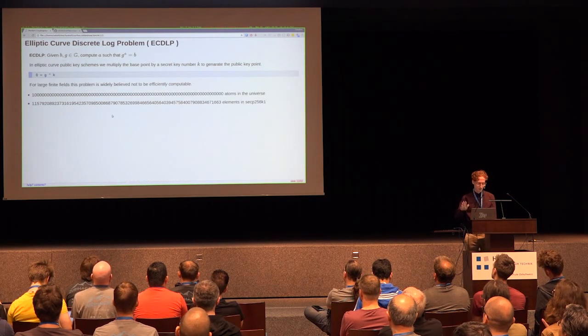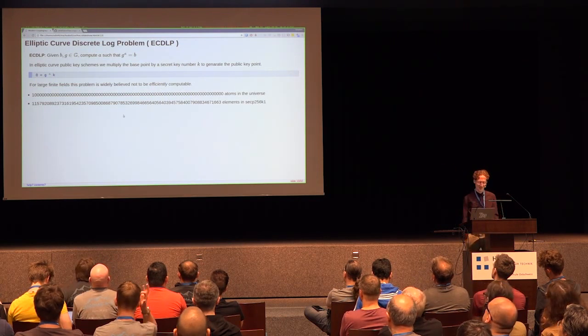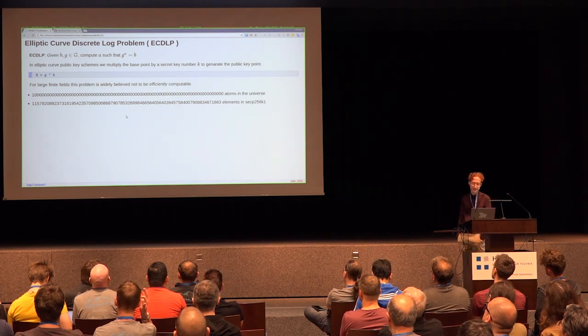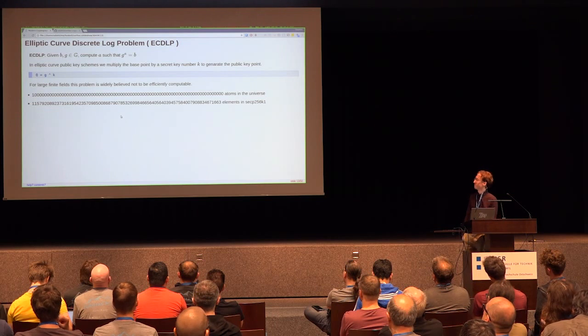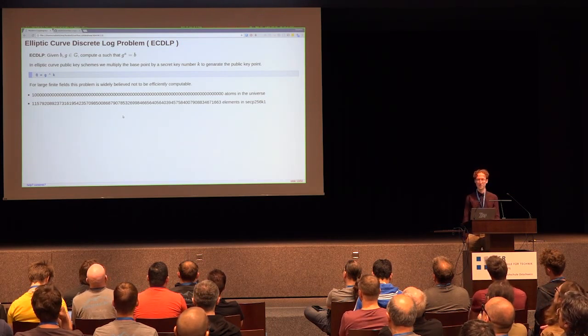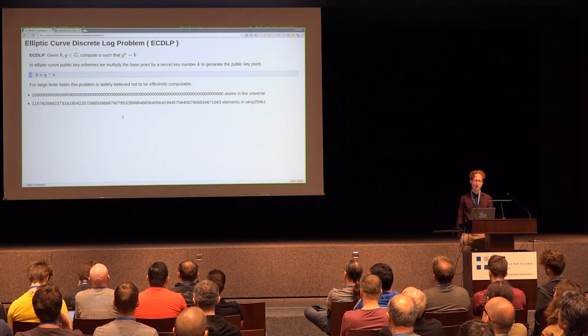Okay, to canonize that, this is known as the elliptic curve discrete logarithm problem. Given b and a generator g in the group, it's very, very difficult to compute the a such that g to the a equals b. This is widely believed not to be efficiently computable, so long as you construct your fields and your groups in ways such that you don't have pathological curves or pathological fields.